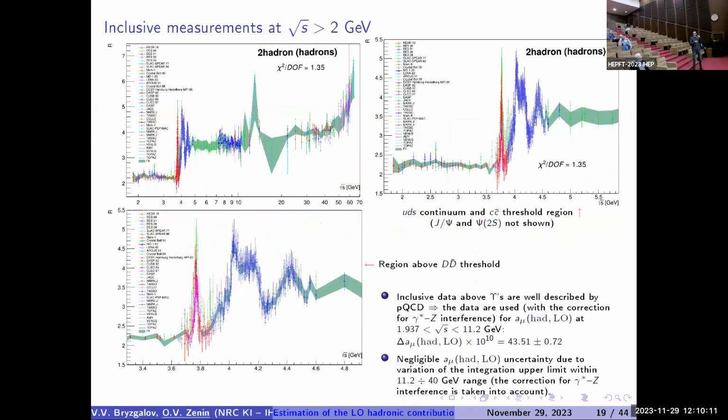Well, this is the high energy region. We just show these plots for reference. Actually, above 12 GeV we don't use any experimental data. Instead, we are using a QCD parameterization of the cross section.